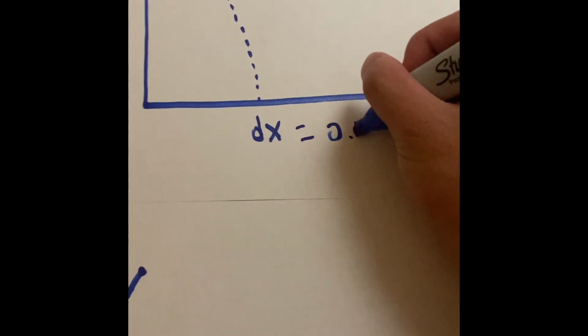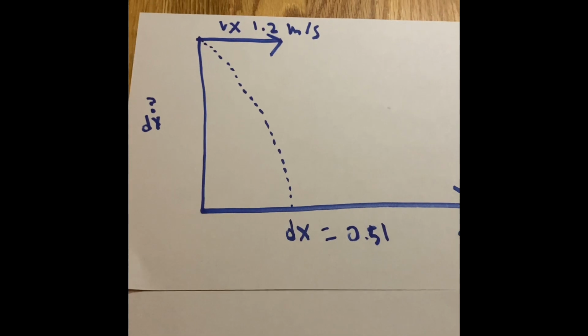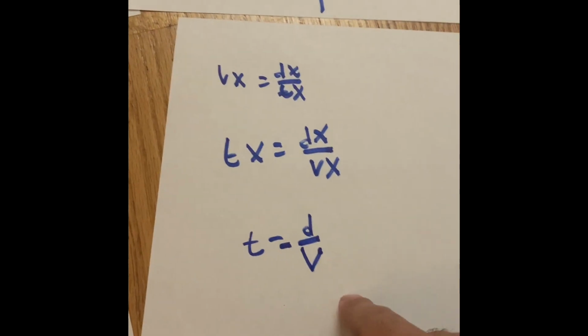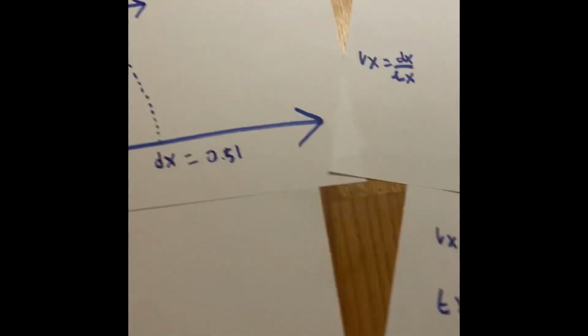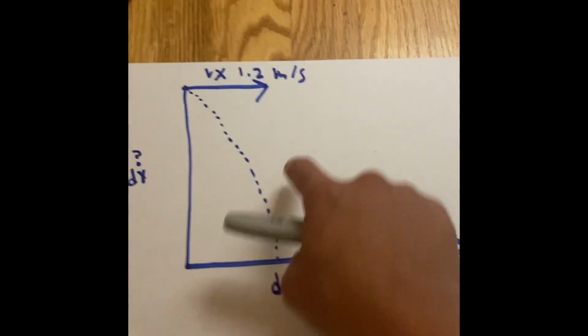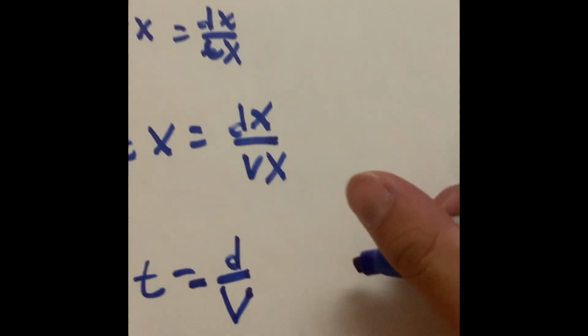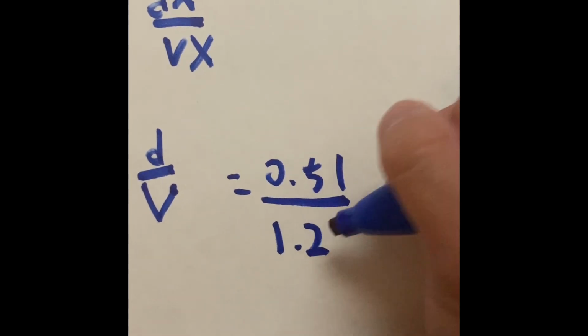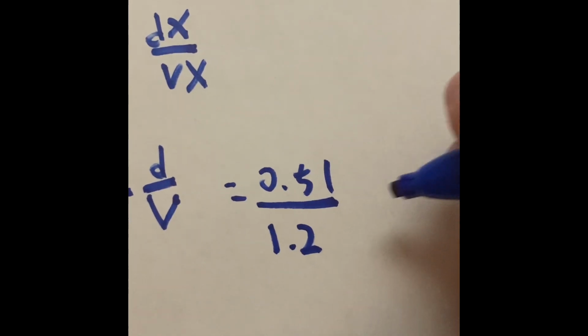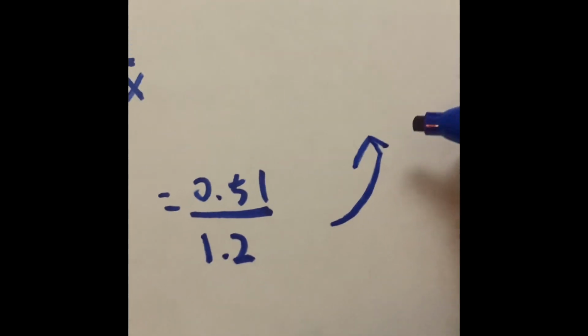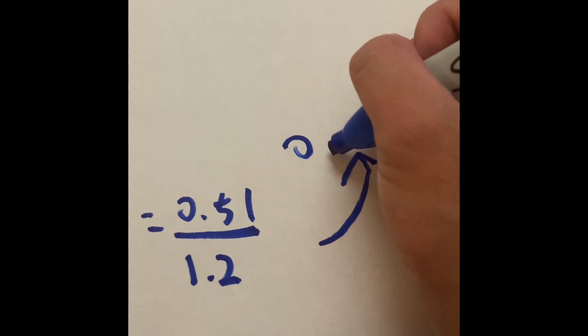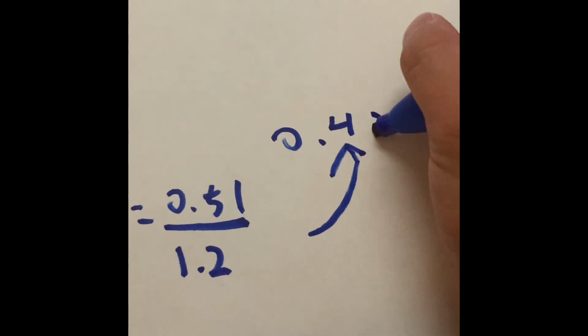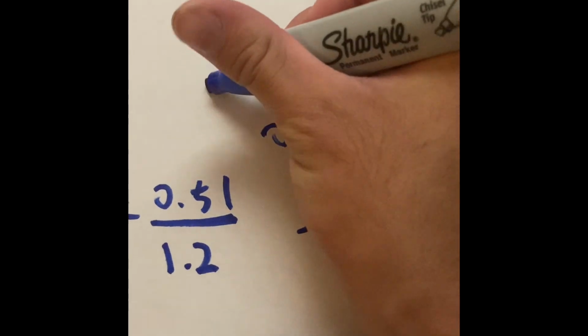So our distance is also given to us, 0.51 meters. We're going to put that right here so we can use that for later. But now is later, because if you take a look at this formula right here, we can find out what t is. So our d divided by our v. We're going to have 0.51 divided by 1.2 meters per second. When you get that, your answer for t is going to be 0.425 seconds.